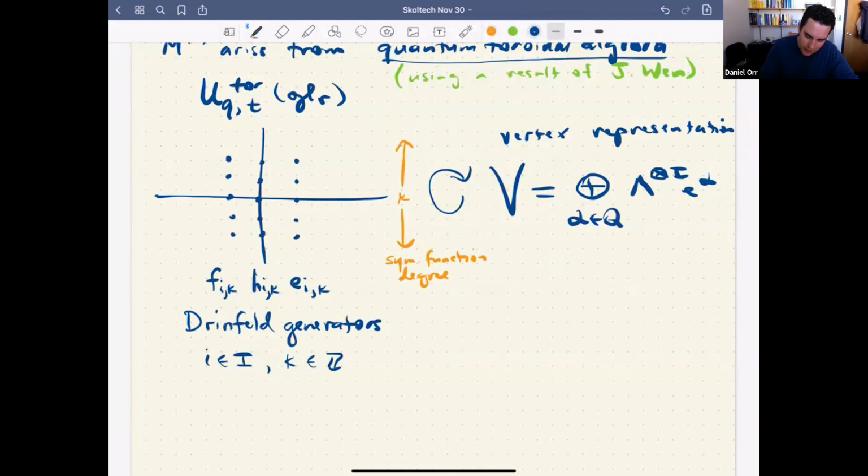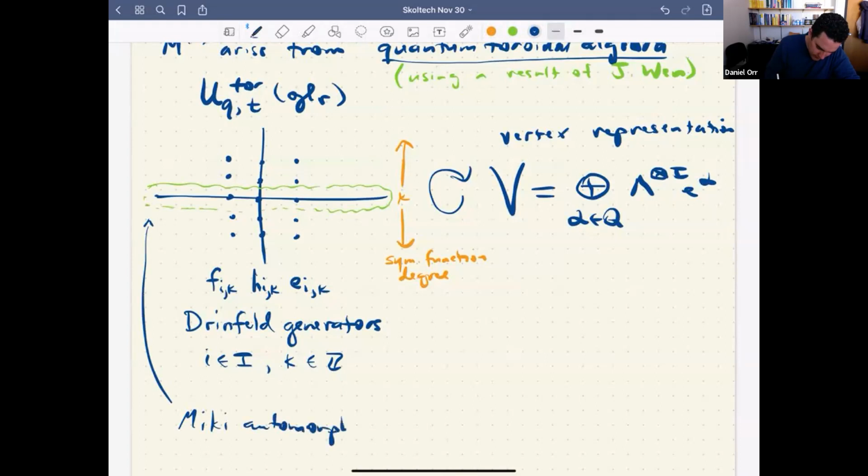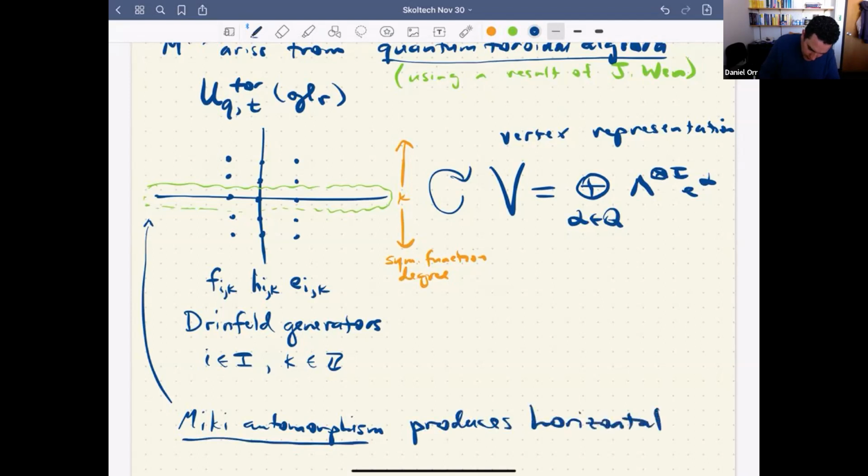The problem is that this piece that we need, we need a subalgebra here, is not naturally available in this Drinfeld presentation. So there's something called the Miki automorphism, which interchanges the two affine directions. So this is sort of double affine. It has two affine directions, and you don't see them directly in the Drinfeld presentation. You just see one of them. But the Miki automorphism tells you that you have this horizontal Heisenberg. It's actually a commutative subalgebra.